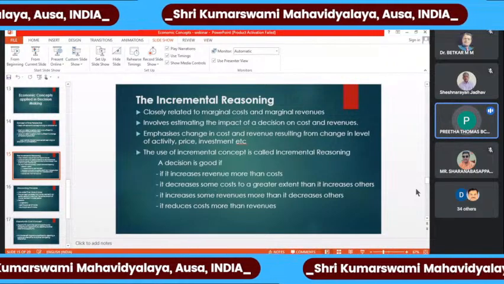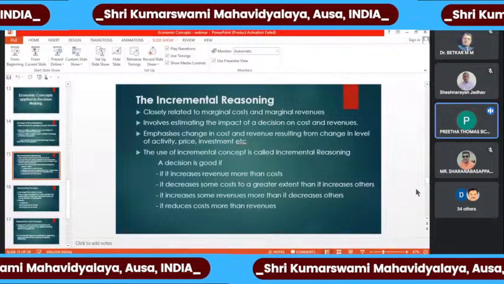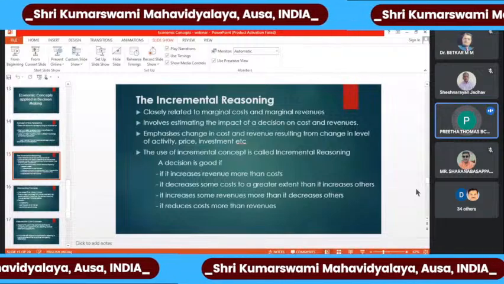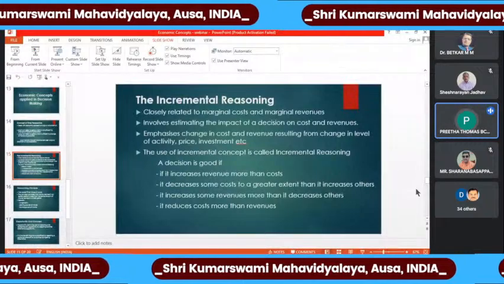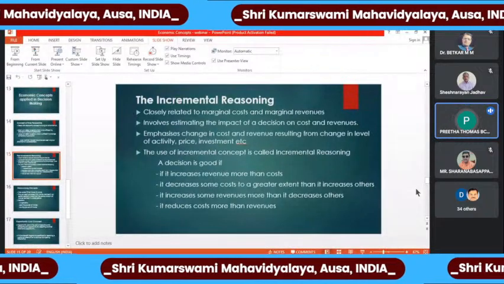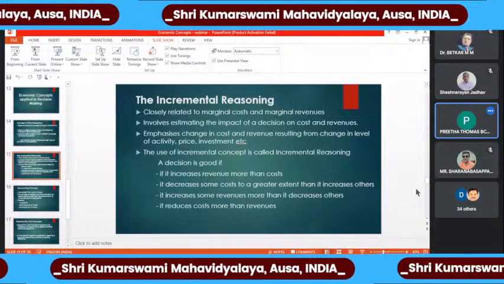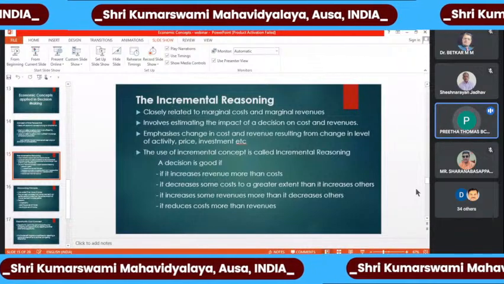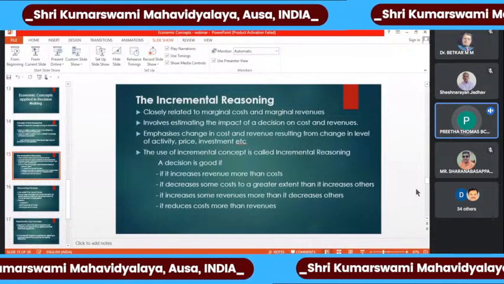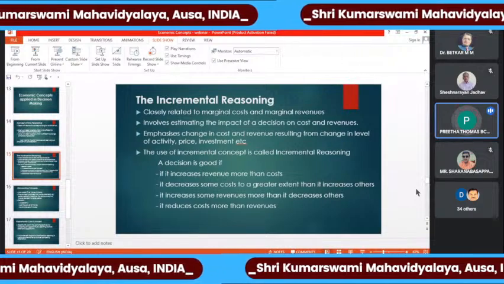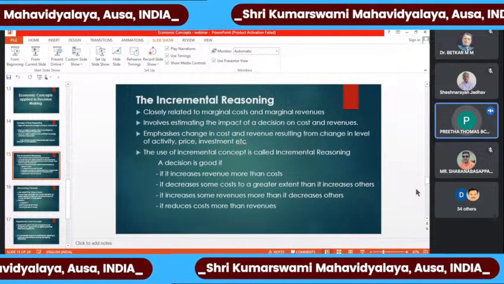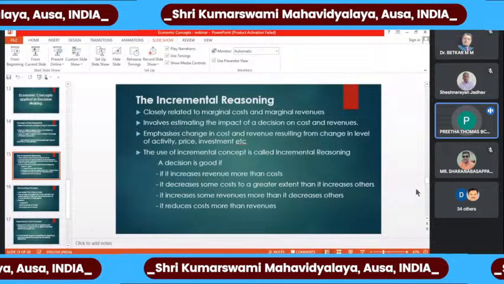Similarly, supposing we are trying to shut down one plant. When we are shutting down one plant, what will happen? Cost will decrease, revenue also will decrease, right? But then we want the cost to decrease more than the decrease in revenue. Both are decreasing, so we want the cost to decrease more than the revenues.